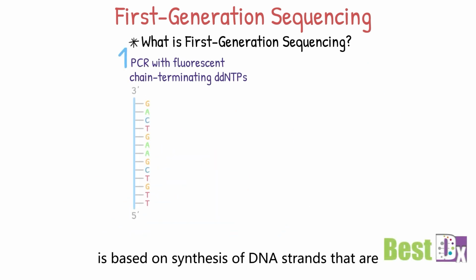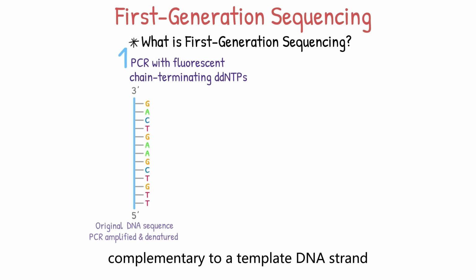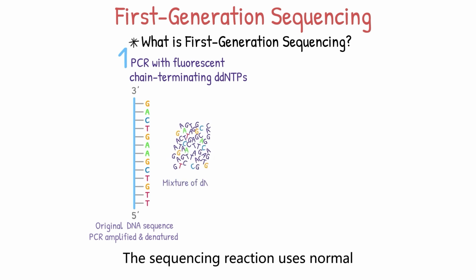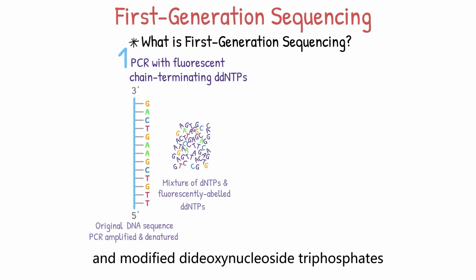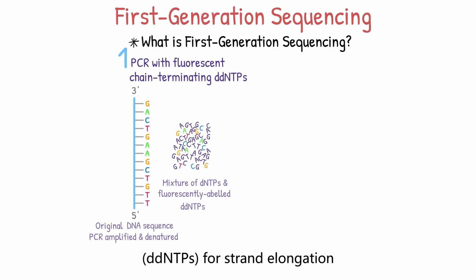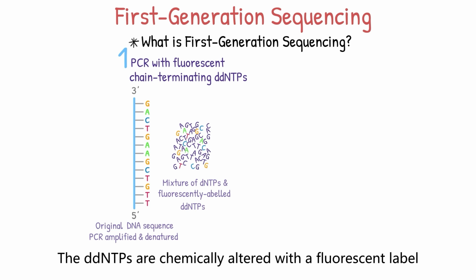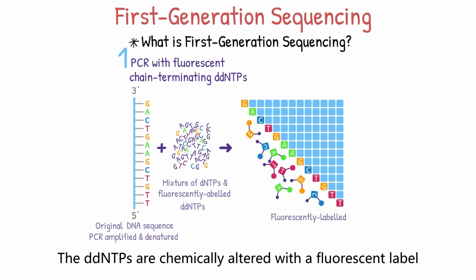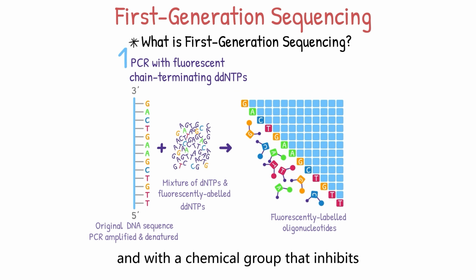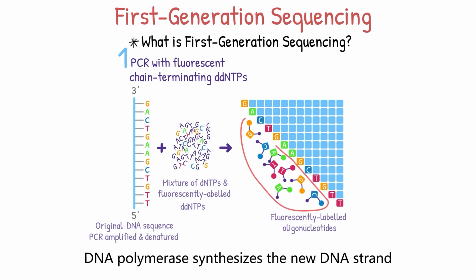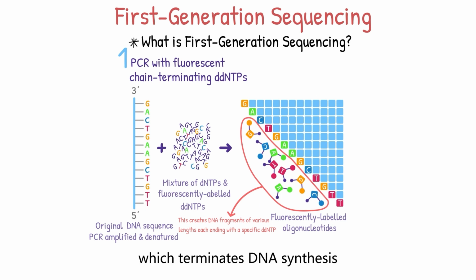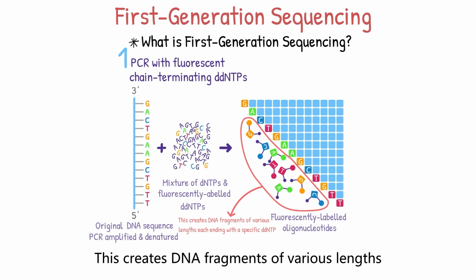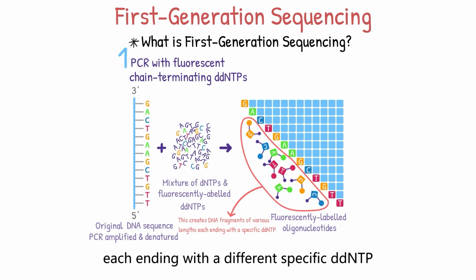Sanger sequencing is based on synthesis of DNA strands that are complementary to a template DNA strand. The sequencing reaction uses normal deoxynucleoside triphosphates, or dNTPs, and modified dideoxynucleoside triphosphates, or ddNTPs, for strand elongation. The ddNTPs are chemically altered with a fluorescent label and with a chemical group that inhibits phosphodiester bond formation. DNA polymerase synthesizes the new DNA strand, occasionally adding a ddNTP instead of a dNTP, which terminates DNA synthesis. This creates DNA fragments of various lengths, each ending with a different specific ddNTP.